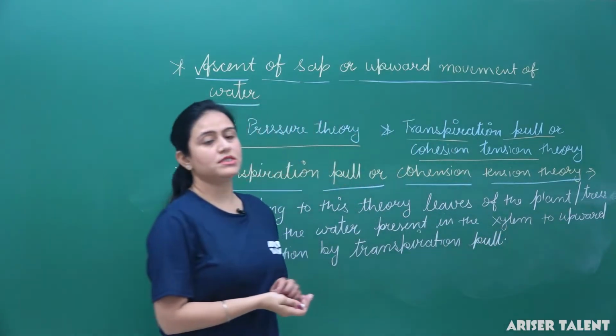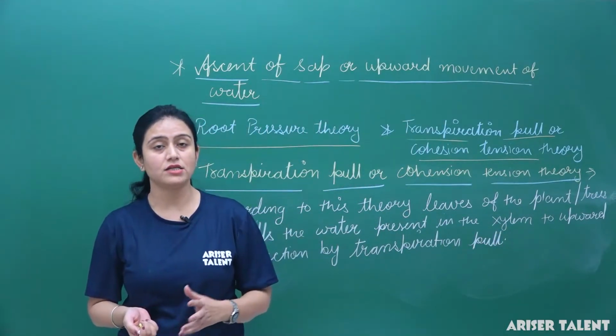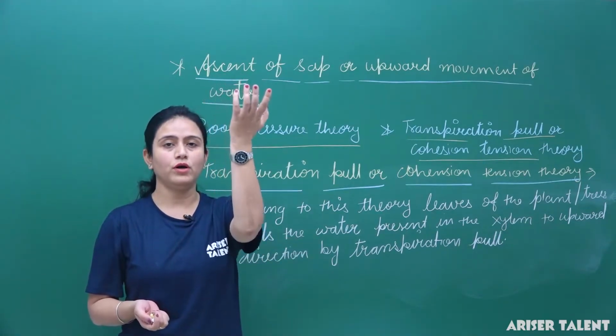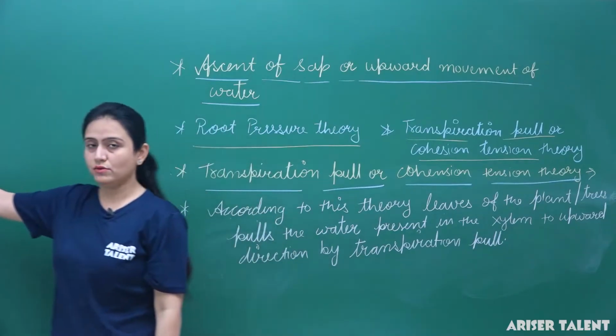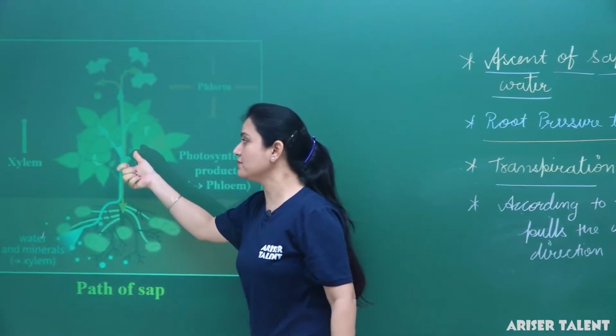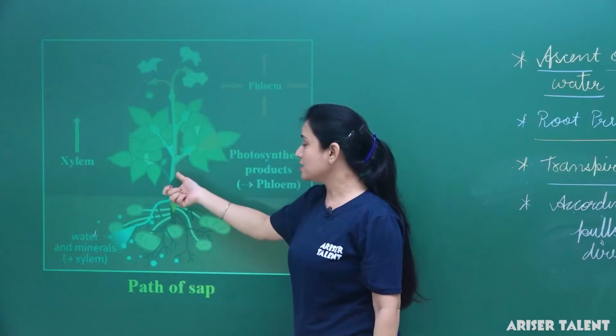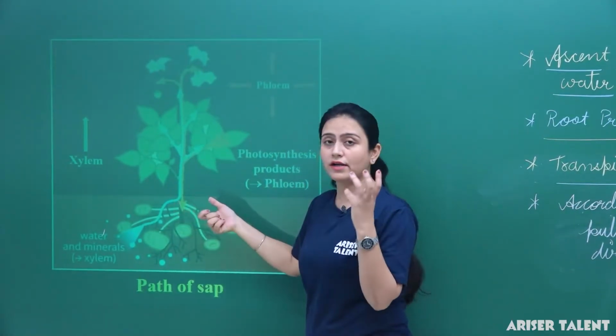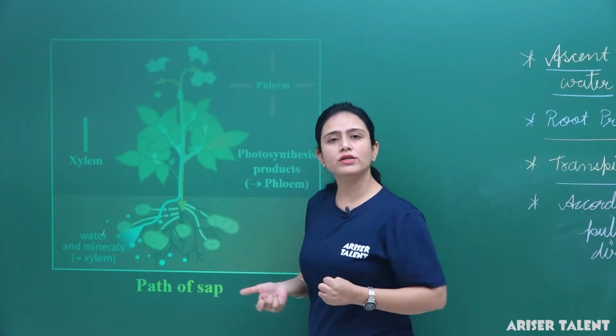Okay, as we all know, leaves are present in the plant, so they create a pressure and pull the water upward to the leaves. Here we can see that these leaves exert a pressure, which is known as transpiration pull. Why is this known as transpiration pull?